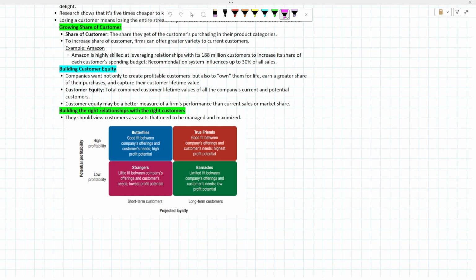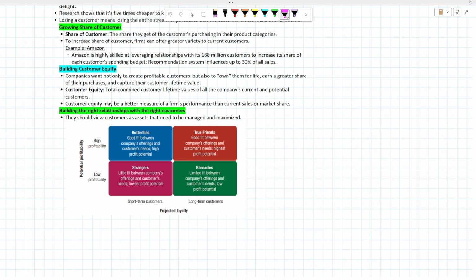Here we have a diagram that shows potential profitability on the left and projected loyalty on the bottom. High profitability and short term gives butterflies. It's a good fit between the company's offerings and the customers' needs, with high profit potential. Then to the right of that, we have true friends. This is a good fit between the company's offerings and customer needs, and it's the highest profit potential.